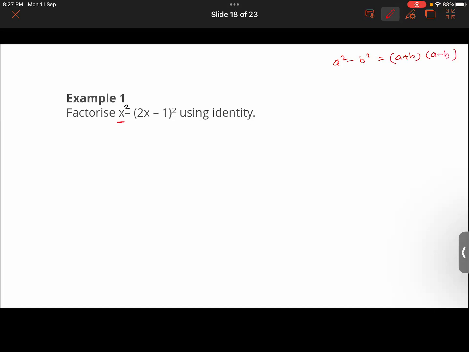So you will assume the first term as a here, and the term under the bracket as b. Now it can be solved easily. Quickly solve it.